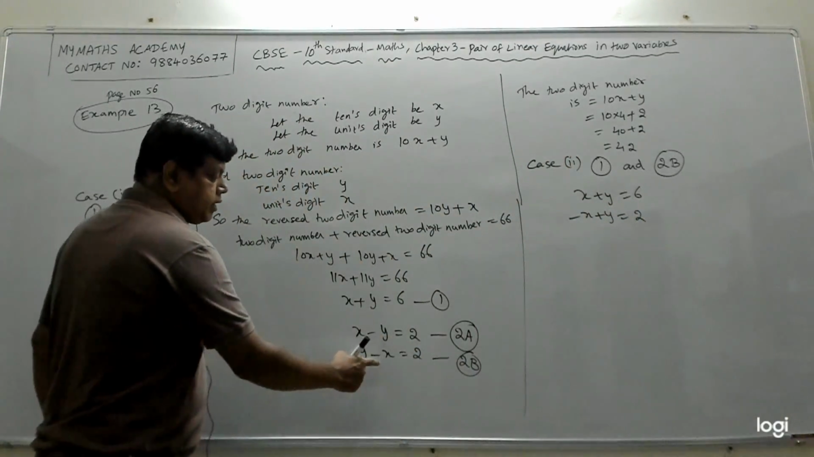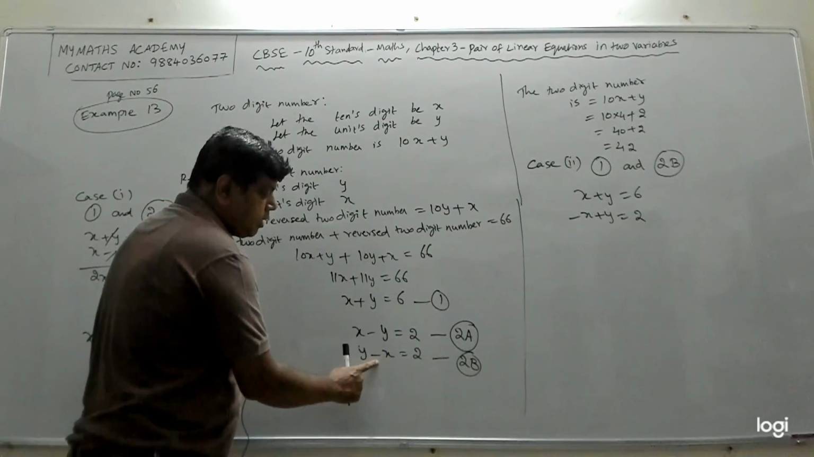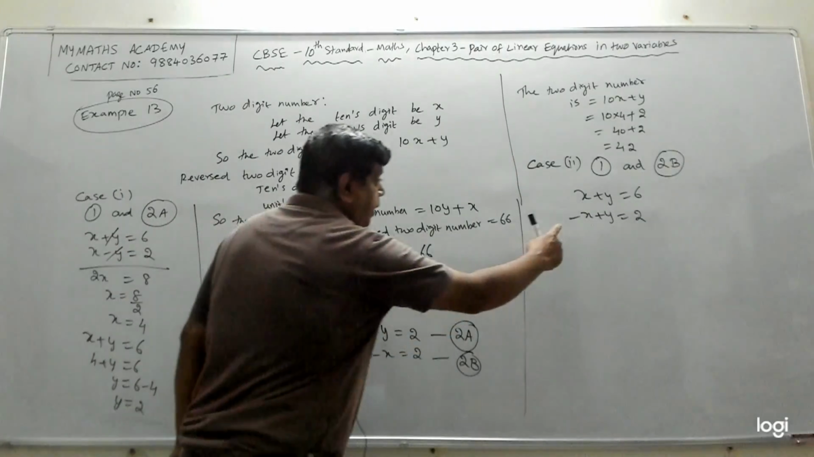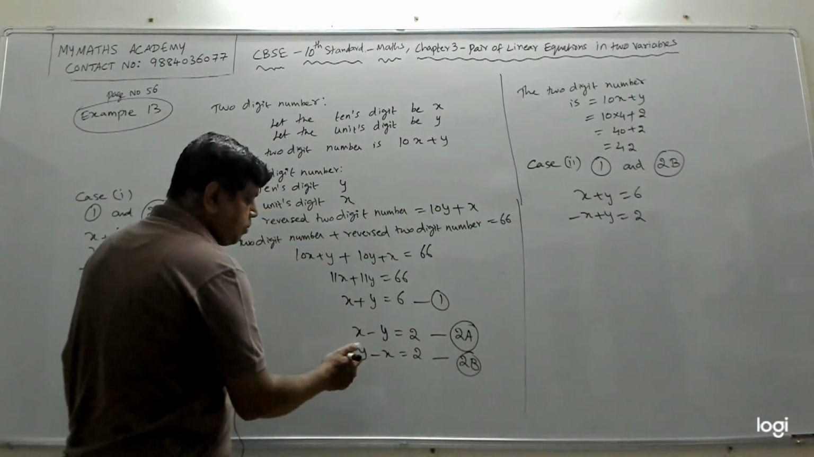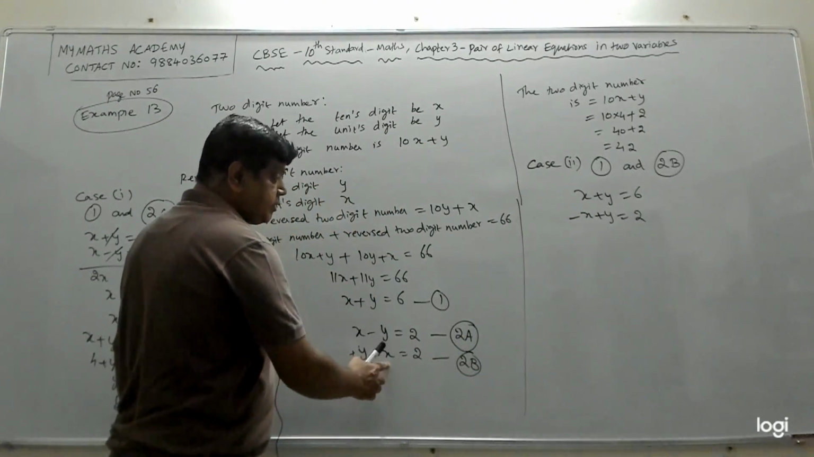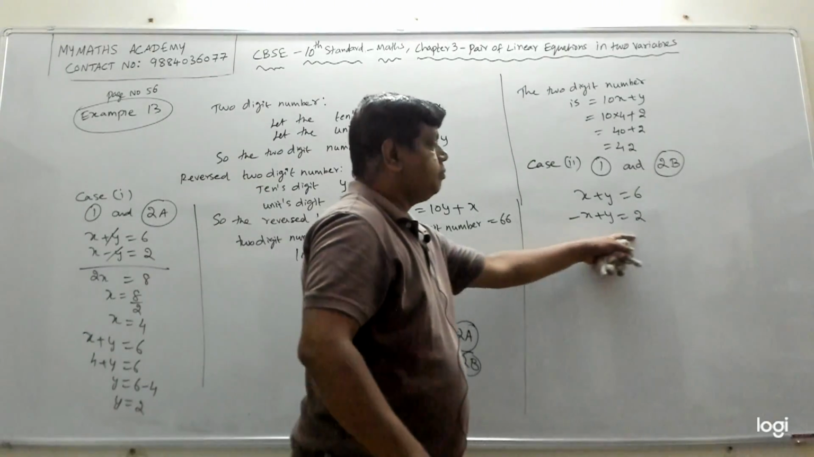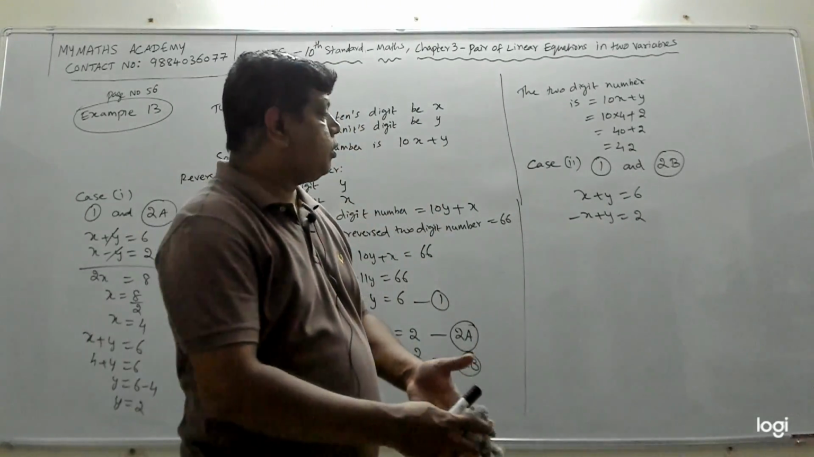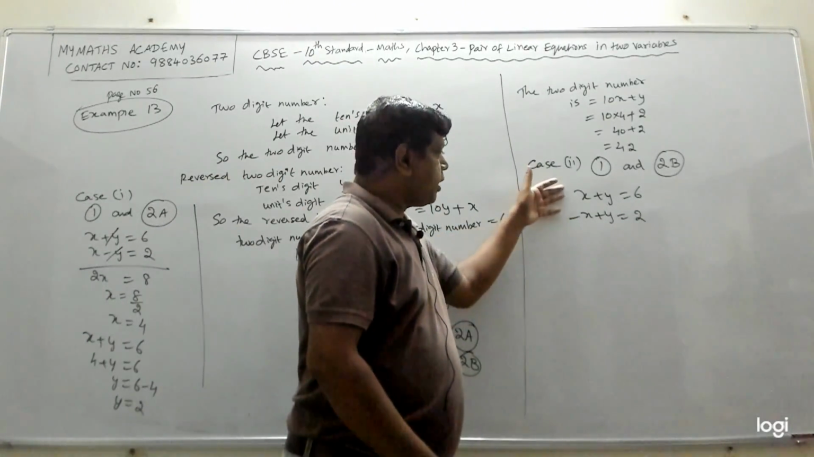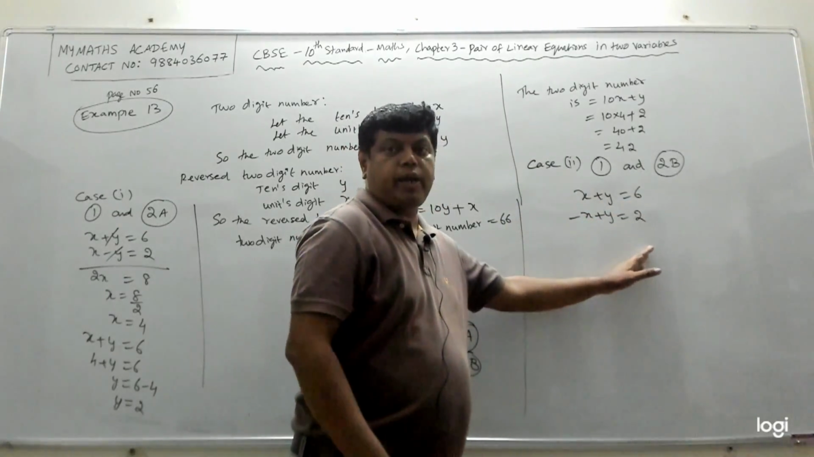Right? You can write x first. What is the sign of x? Minus x. So you should write minus x. Then this is plus y. No sign means plus y. So you can write this y minus x as minus x plus y equal to 2. Clear? Then you need to solve. So you can add these two. Your x will get cancelled. You will get 2y equal to 8.